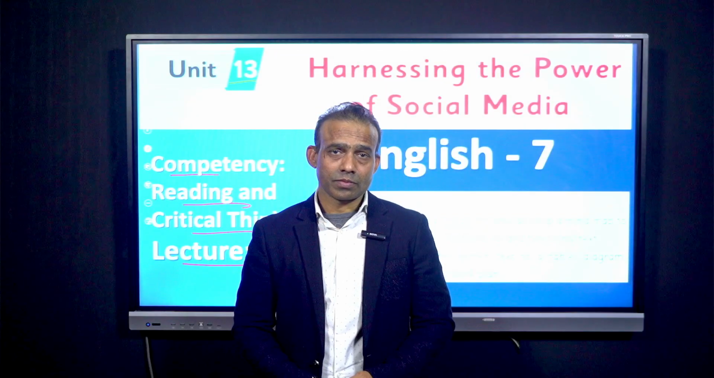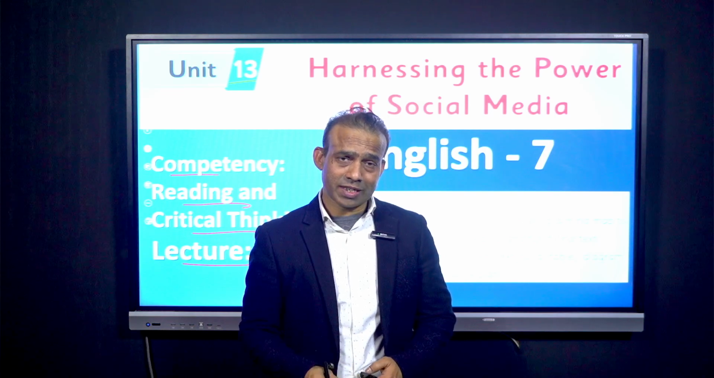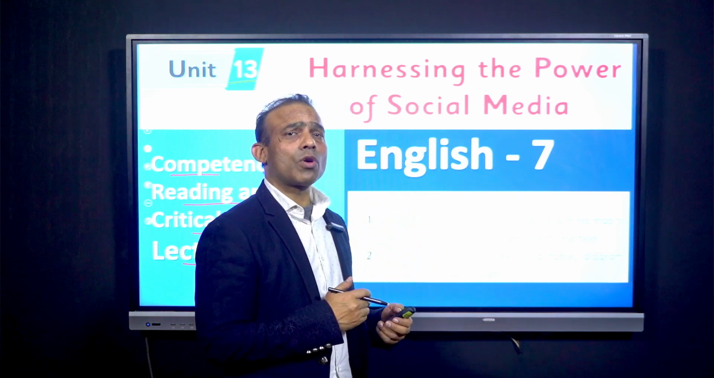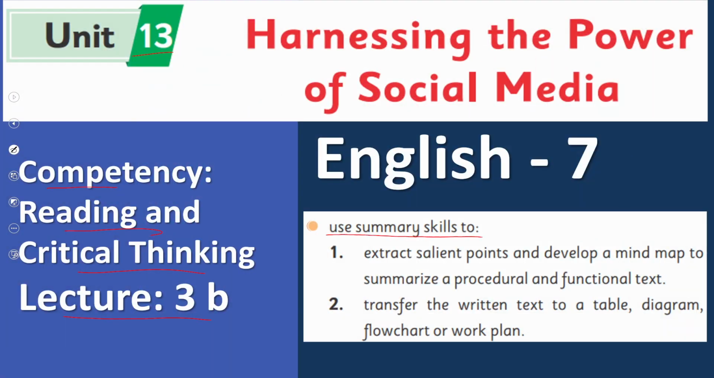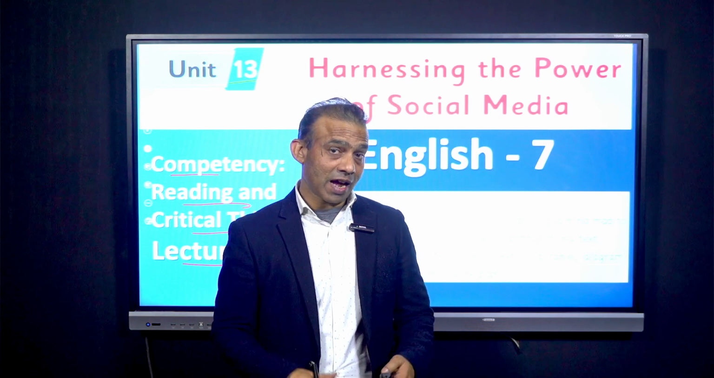Dear learners, we are at the stage to understand the SLO. Let's come to the board and try to understand it. Use summary skills. This is the SLO. First of all, use summary skills to extract salient points and develop a mind map to summarize a procedural and functional text. And number two, transfer the written text to a table, diagram, flowchart, or work plan. So, dear learners, the SLO is very clear. We have to do these things.